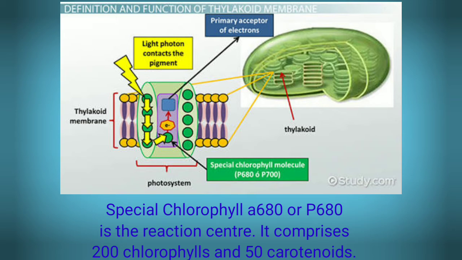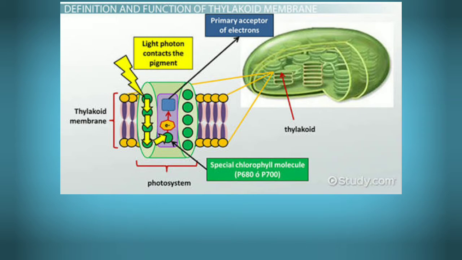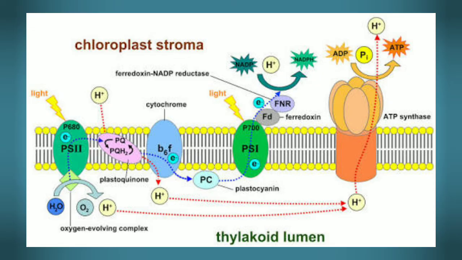thylakoid. Generally PS2 is found on the inner surface of the aqueous part of the grana thylakoid. This is a very important point to be noted: PS1 is found in the non-aqueous part towards the outer surface of the thylakoid, and PS2 is found in the inner surface of the aqueous part of the grana thylakoid.